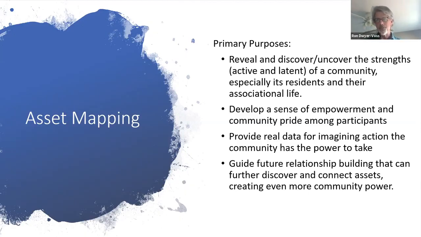And then the last one, which is essential for taking action, is to guide future relationship building. And then we get in a bit of a cycle here where the future relationship building helps discover and connect more assets, creating even more power. So at the end of the day, for me, asset mapping is about shifting power into the hands of residents and community associations so that they can imagine and take the action that they want to take in their community.